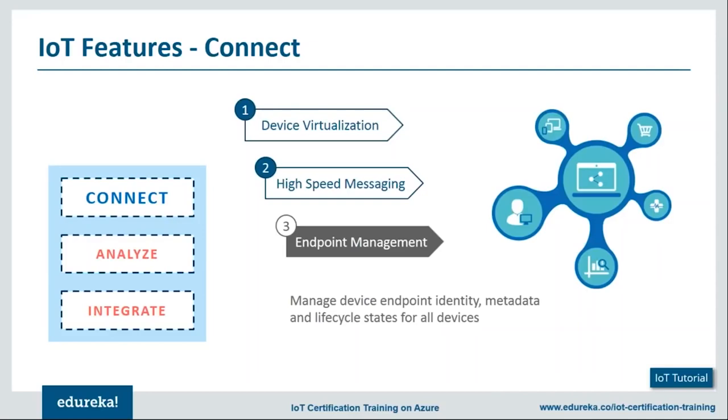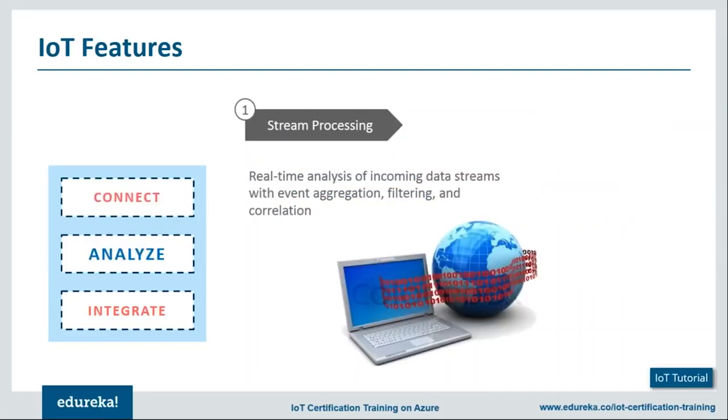Now, coming on to the next feature, which is analyze. And the first thing that you need to do for analysis is stream processing. Now, if the data coming from the device is not on a real-time basis, then my system is of no use. There's no use if I tell my system to switch on the AC at my home, and by the time I reach there, the AC is not even turned on, then it's a failure of my system. Okay, so real-time analysis of the incoming and outgoing data must be done with respect to different aggregations, filtering, correlations, processing, and so forth.